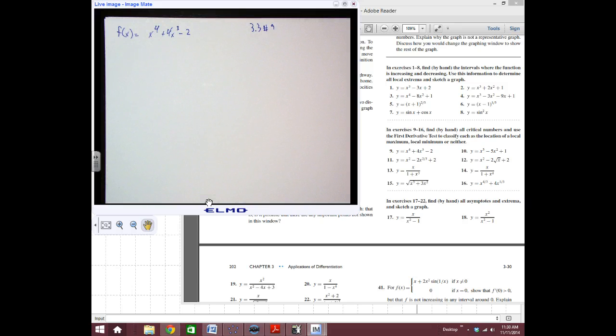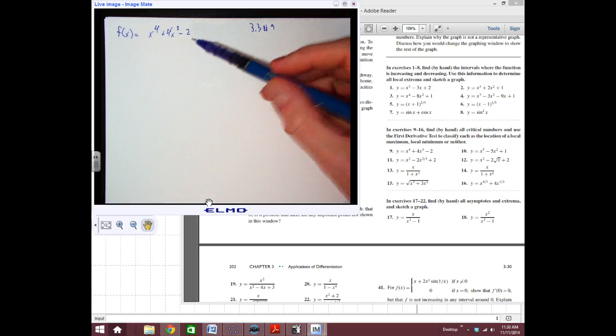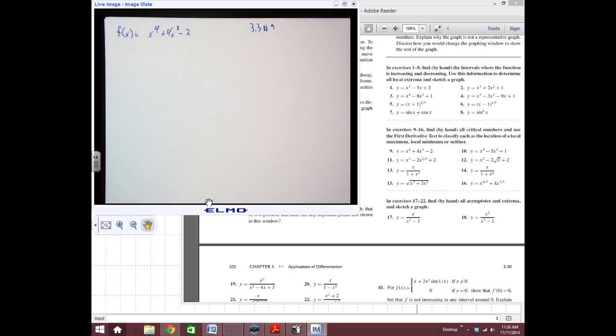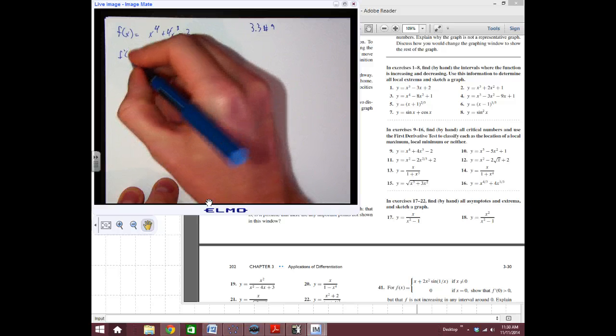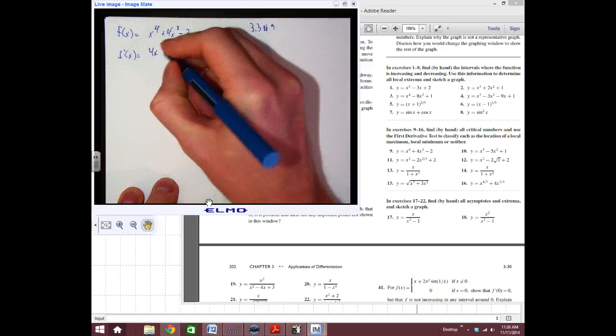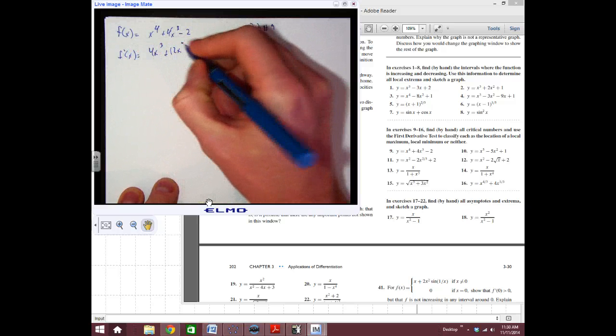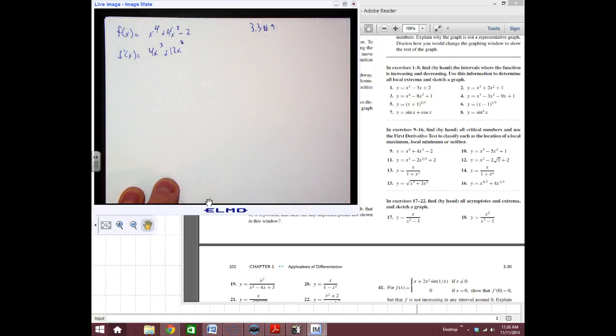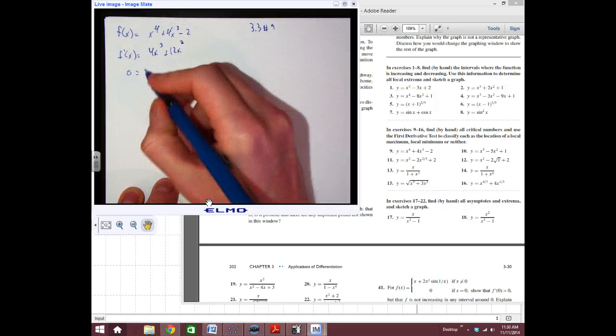We're going to use the first derivative test to do this. Looking at the domain, again, it's a polynomial function, so it's unbounded as far as that goes. And so now we can just jump into doing our derivative. So f prime of x is 4x cubed plus 12x squared, and the negative 2 drops off because the constant's derivative is 0. Set it equal to 0 so we can solve.